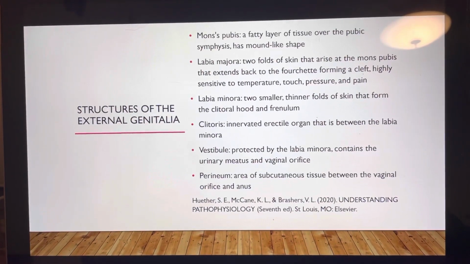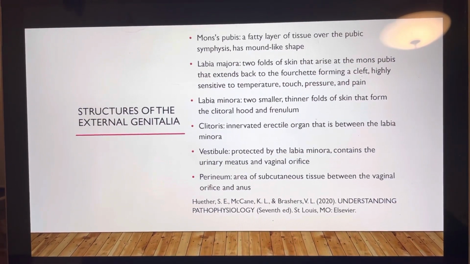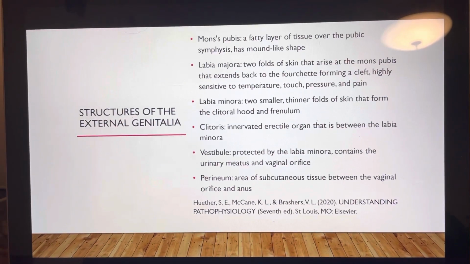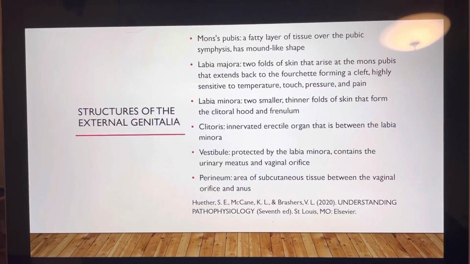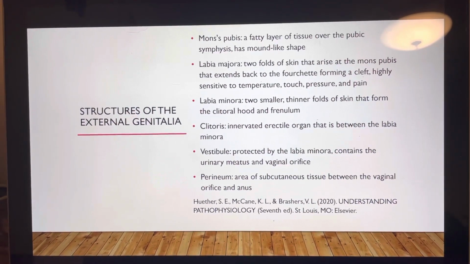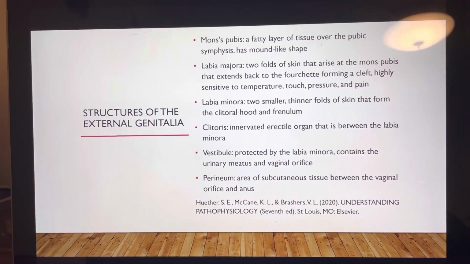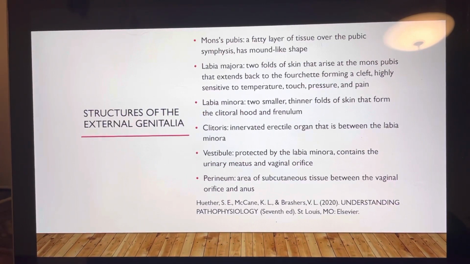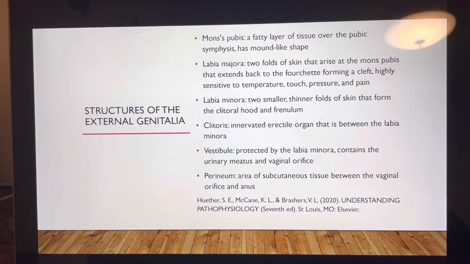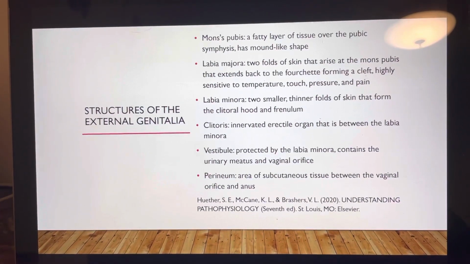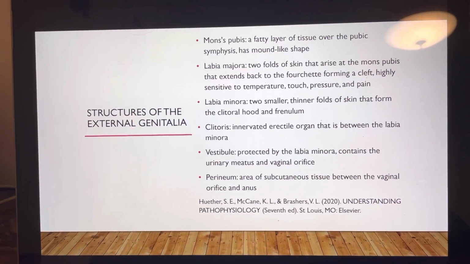The structures of the external genitalia are the mons pubis, which is a fatty layer of tissue over the pubic symphysis, and it has a mound-like shape. The labia majora, which is two folds of skin that arise at the mons pubis that extends back to the fourchette, forming a cleft. This is highly sensitive to temperature, touch, pressure, and pain.